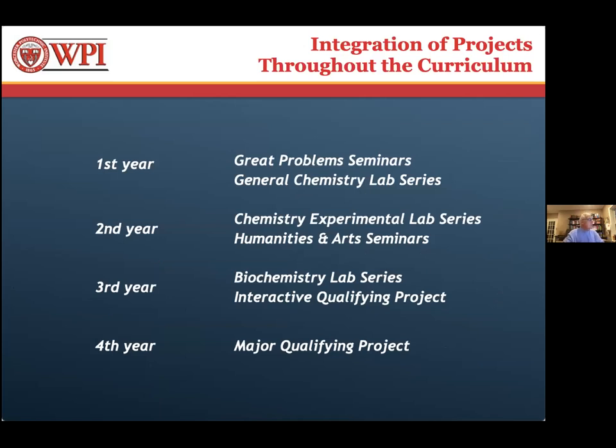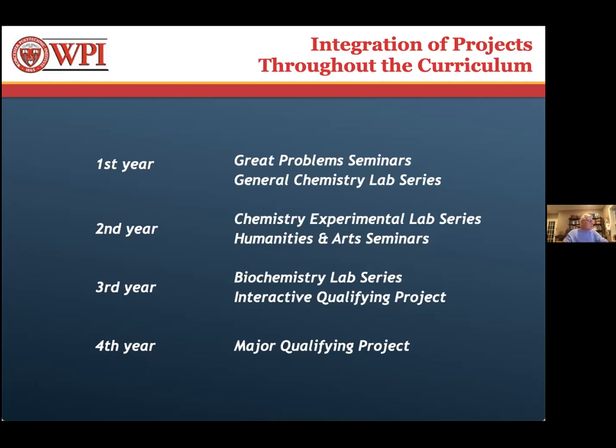So to tell you how we generally integrate projects in our entire curriculum. In the first year, you have university-wide the Great Problem Seminars, which are built around the main challenges our societies are faced with, like feed the world, power the world, environmental aspects, and several other seminars along those lines. In terms of chemistry, you have the General Chemistry Lab series. In the second year, you would have the Chemistry Experimental Lab series, and I will give you in a minute a little bit more details about this, and the Humanities and Arts requirement.